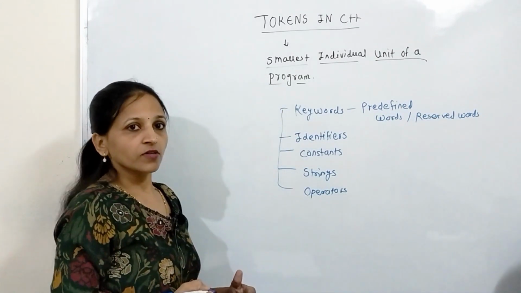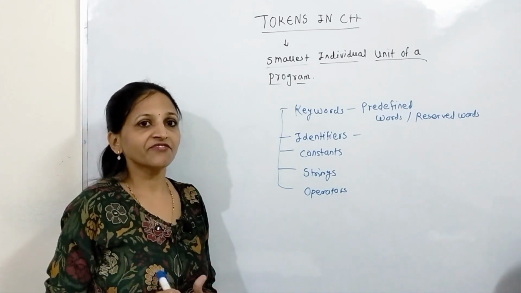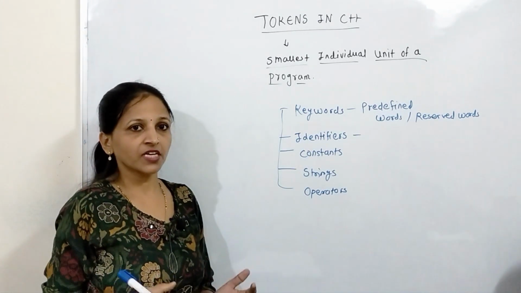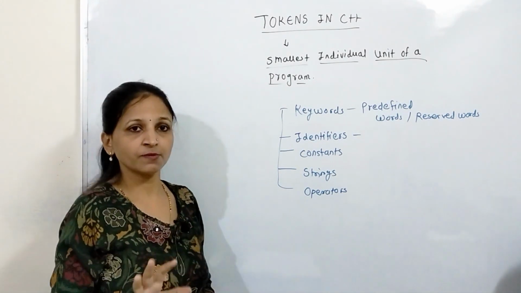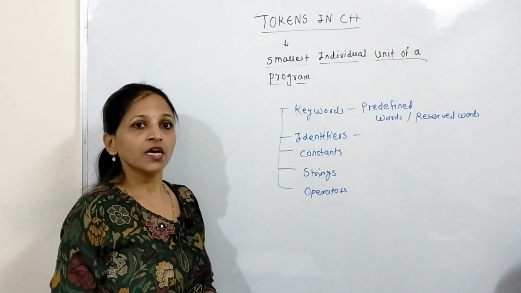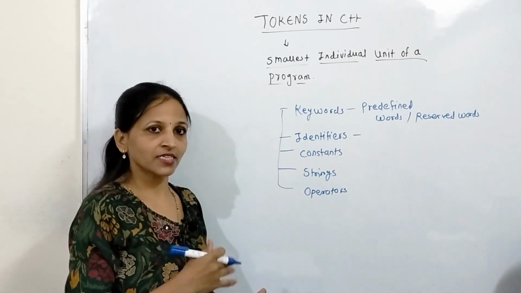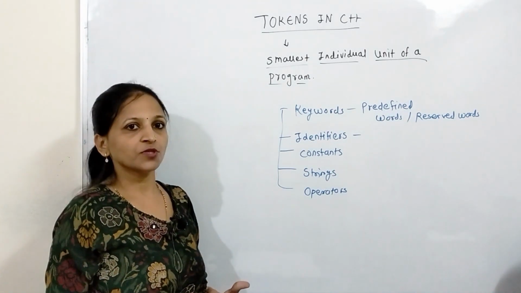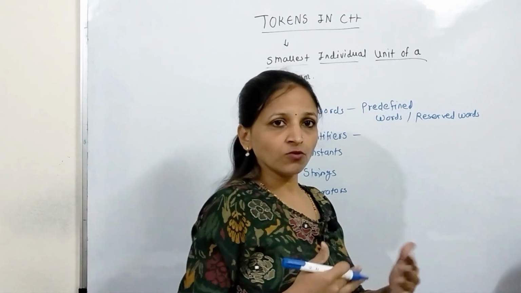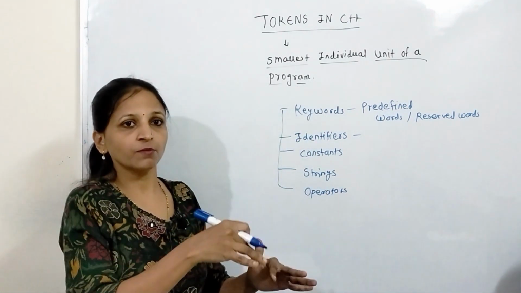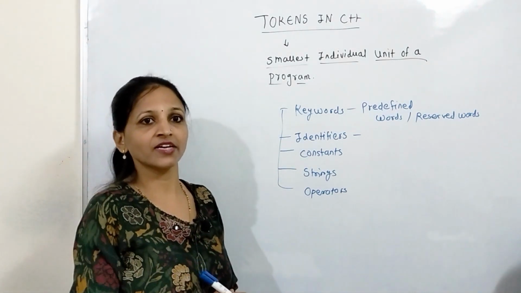Now the next one is the identifier. Identifiers are used to identify something in a program. If you are giving a name to any variable, array, or class... In C++ we are going to create classes, which are nothing but user defined data types. To create an object we first have to create a class, and only then can we create an object of that class. Whatever name is given to the class, the programmer has to give it, as well as names for user defined functions and user defined classes.